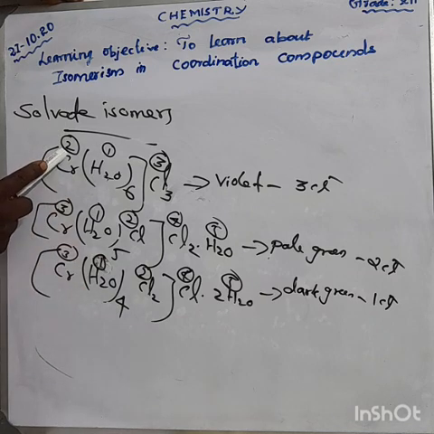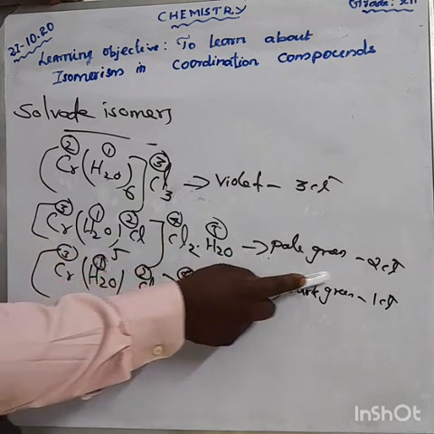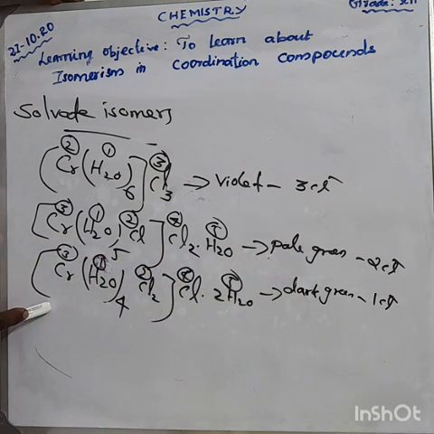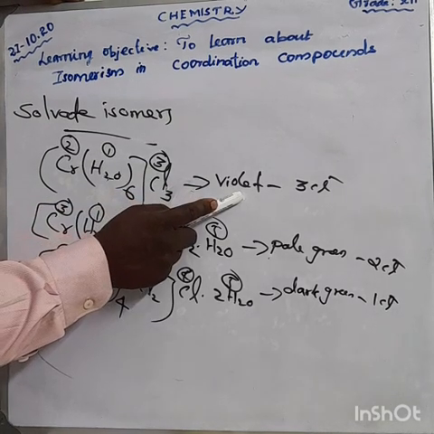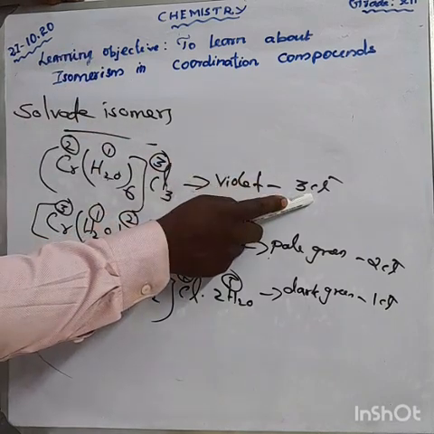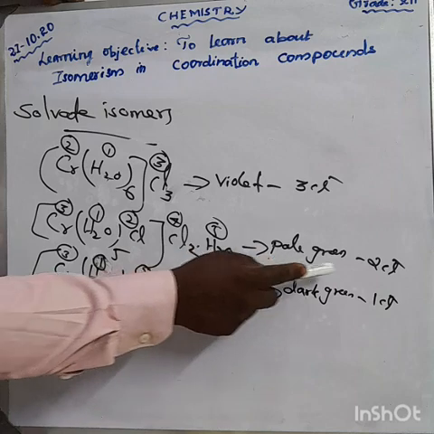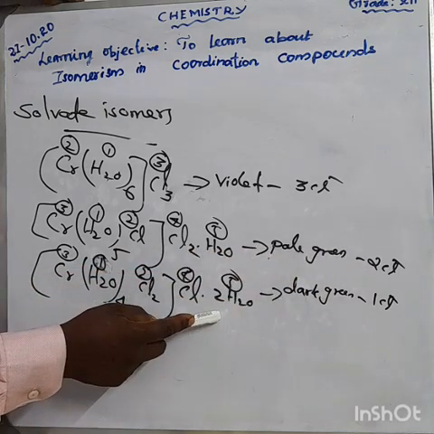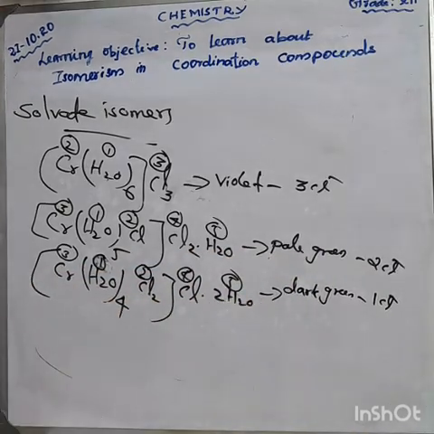The color of the first isomer is violet. The second one is pale green. The third one is dark green. Violet has 3 chloride ions, pale green has 2 chloride ions, and dark green has only 1 chloride ion. For one word, they will ask about it. Make sure to learn this example.